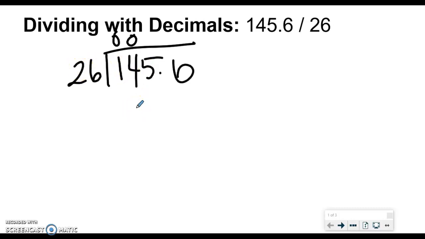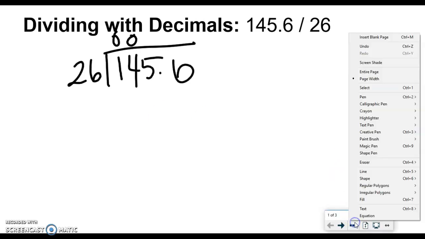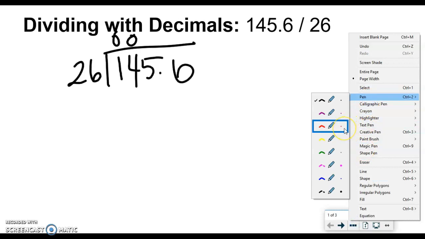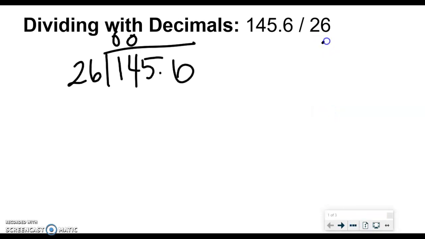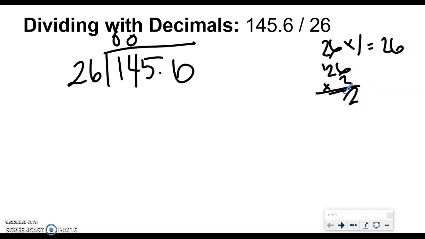Okay, so what I'm going to do is run through my 26 times tables, which I don't know by heart, so I'm going to do them over here on the side. 26 times 1 equals 26, okay? 26 times 2. 2 times 6 is 12, 2 times 2 is 4, plus 1 is 52. Okay. 26 times 3. 6 times 3 is 18. Carry your 1. 3 times 2 is 6 plus 1 is 7, so 78.